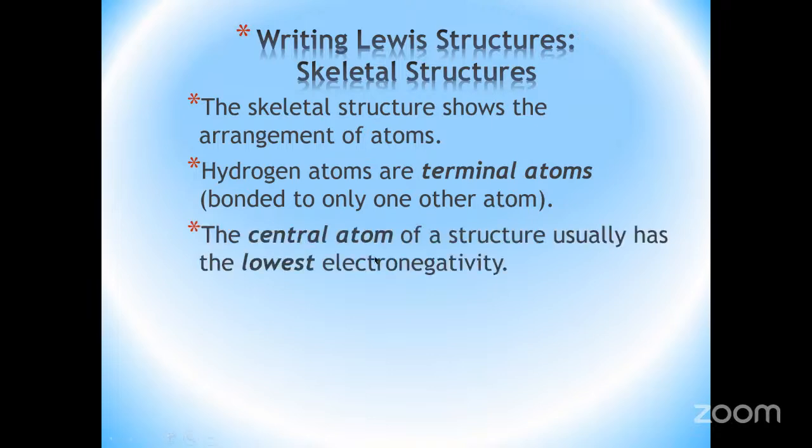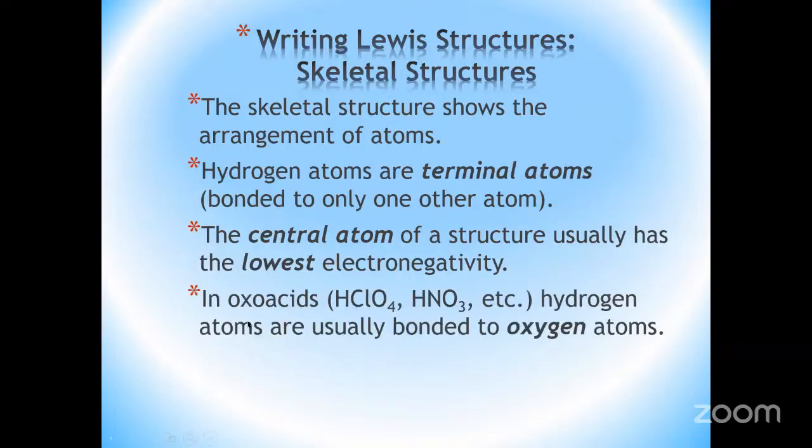The central atom of the structure usually is the one with the lowest electronegativity. Of course, you'll have the table with the electronegativity values of the different atoms so you can establish which one would be the central one. When it comes to oxyacids, meaning acids which contain oxygen, you'll find that the hydrogen atoms are usually bonded to oxygen atoms. That is a particular rule specific to oxyacids.